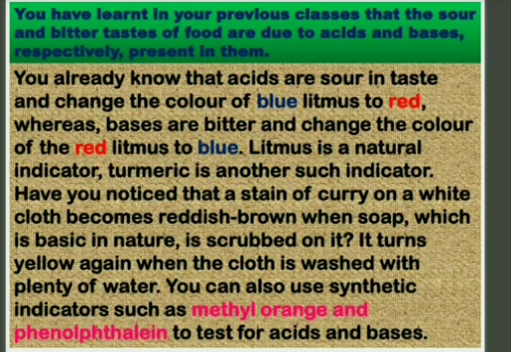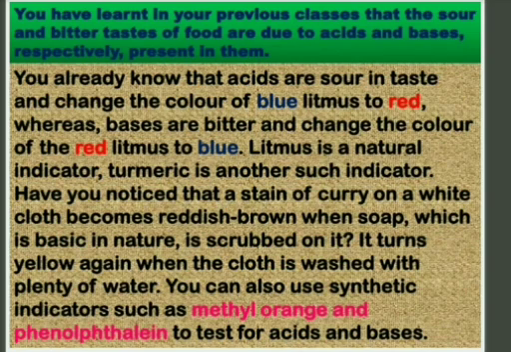I have told you that litmus is obtained from lichen, and lichen is the combination of algae and fungi which show a symbiotic relationship between each other. Okay, algae prepare food and fungi give shelter to it. We can prepare litmus solution as well as litmus strip from the lichens.